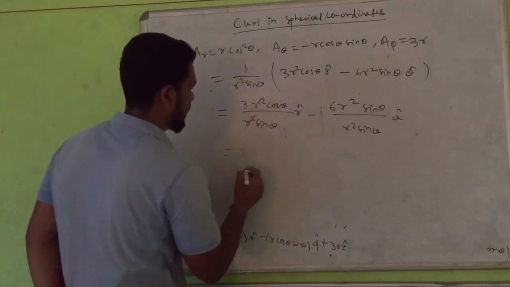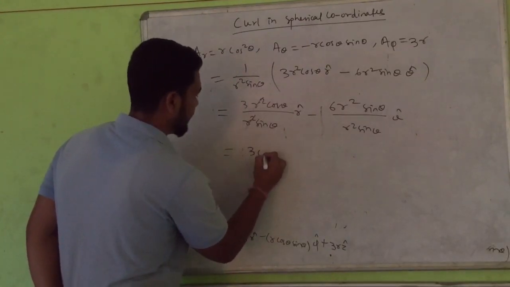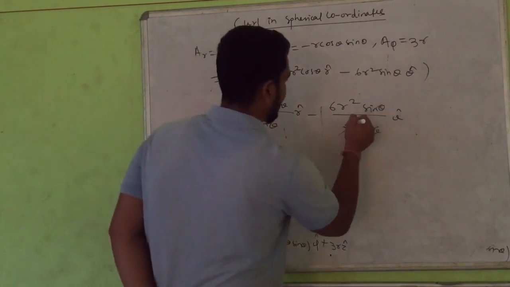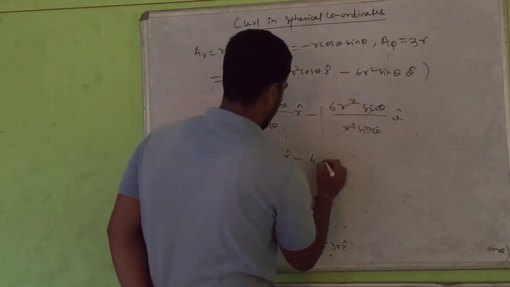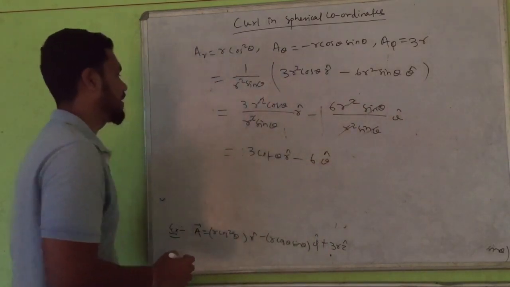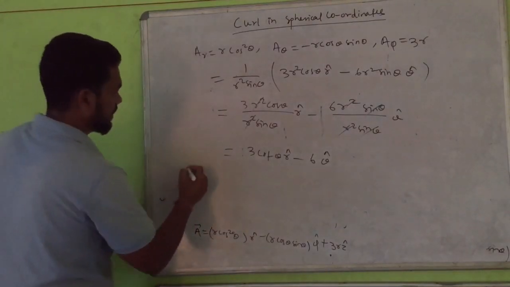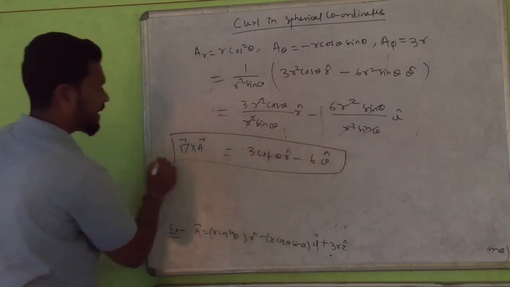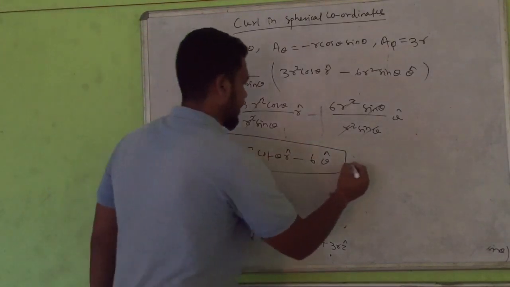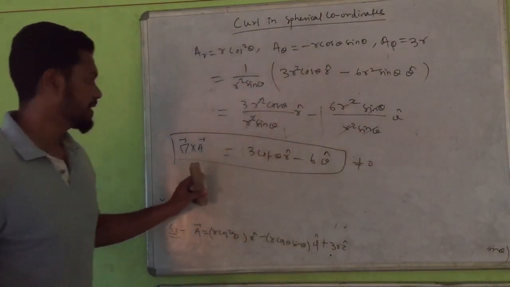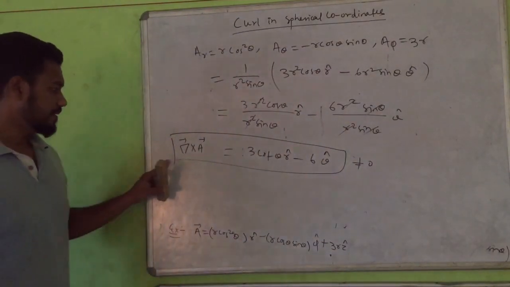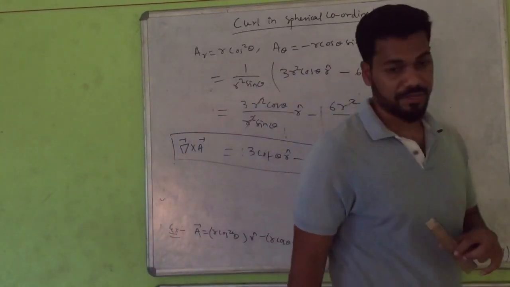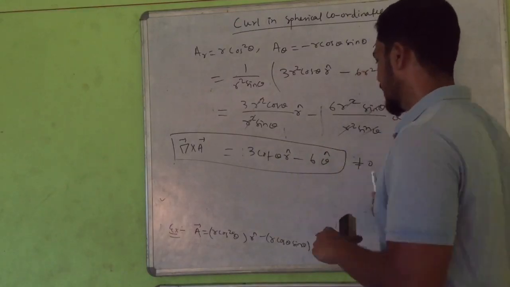You get r square cancel, so the remaining is 3 cot theta r cap minus, r square sin theta cancelled, 6 theta cap. So you get the curl of the vector A is equal to 3 cot theta r cap minus 6 theta cap, which is not equal to 0. That's why this vector is a rotational vector, and it can be represented as a magnetic field.